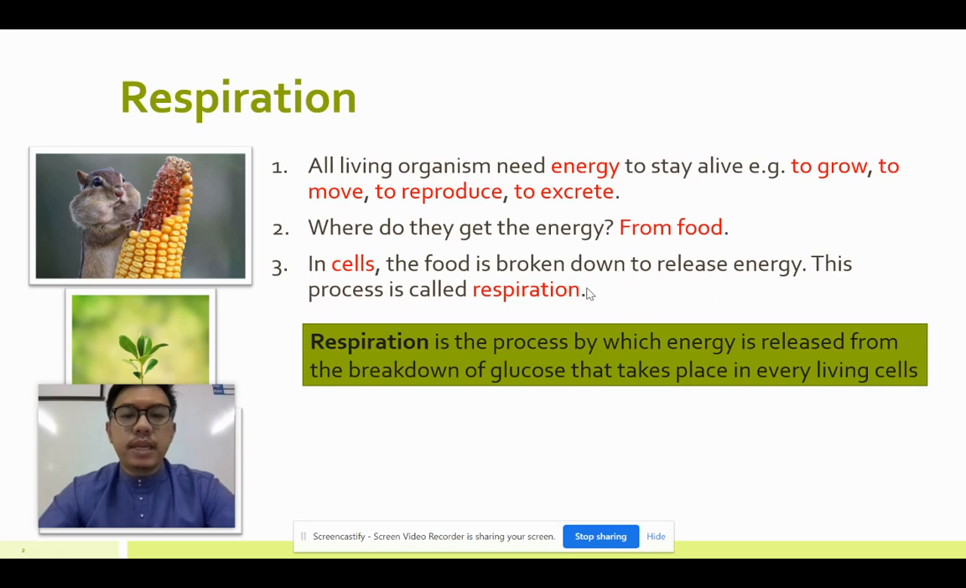So, respiration is basically a process where energy is released from the breakdown of glucose that takes place in every living cell. In food, we have this substance called glucose. Glucose is a type of sugar, and the cells will break down the glucose in order to release energy. So just remember, respiration is basically the process where we change glucose into energy.